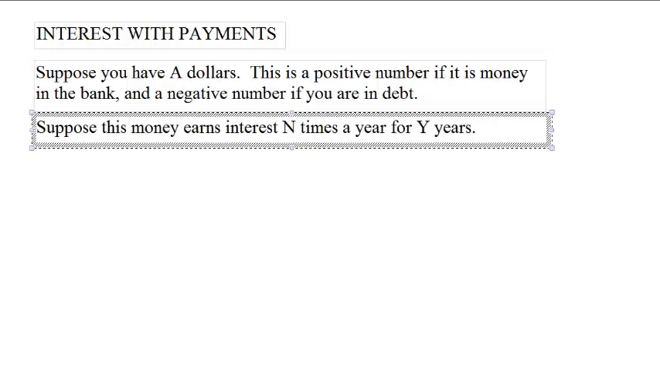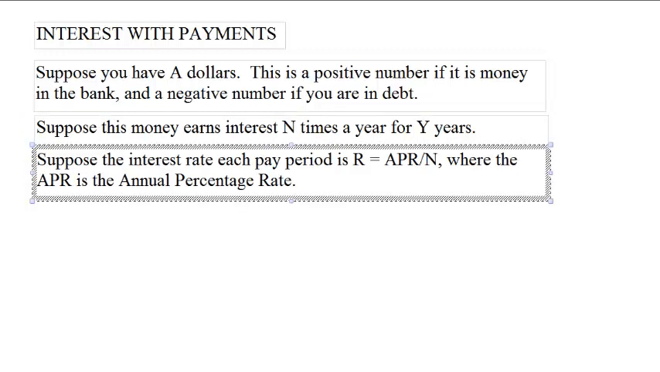Furthermore, this money is earning interest n times a year. In most problems, you pay your credit card bill 12 times a year. The n would be 12. Maybe you're doing something every single day. You're saving the amount of money that you get from not buying a cup of coffee, and you're putting that in the bank every single day. N would be 365. There are some quarterly investments, and that would be n equals 4, but it's just like we did before. And again, we're going to do this for y years.